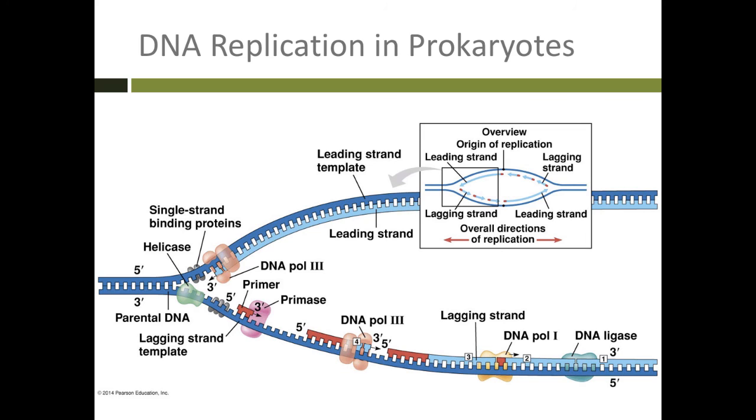An overview of replication is that on the leading strand, DNA polymerase III will require one primer just to get going, and then will continuously add nucleotides that are complementary to the parent strand to make the new DNA strand. On the lagging strand, DNA polymerase requires multiple primers and will add nucleotides in the opposite direction. This strand also requires DNA polymerase I to remove all those RNA primers and add DNA nucleotides, and ligase to seal the gaps and make the phosphate backbone whole.